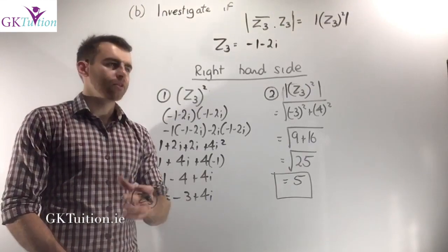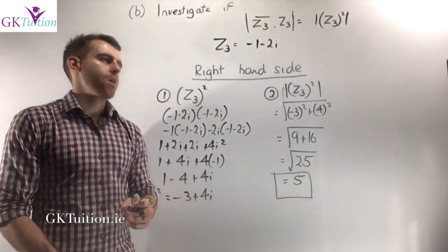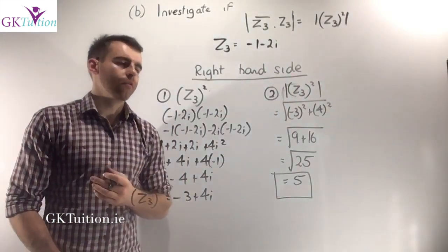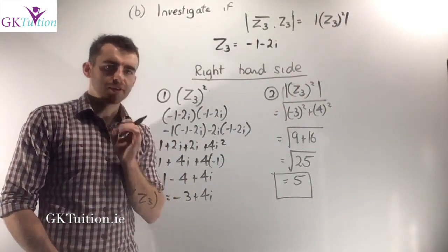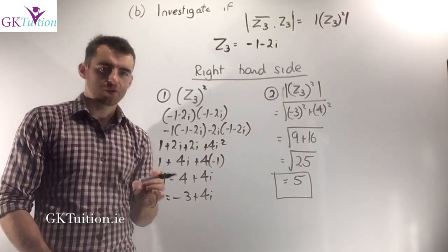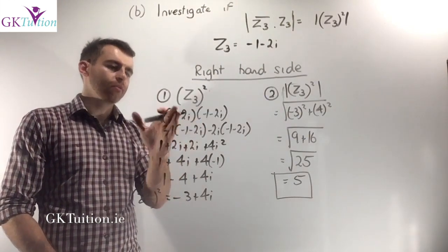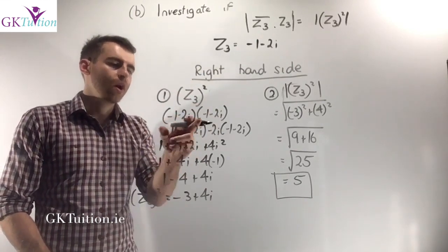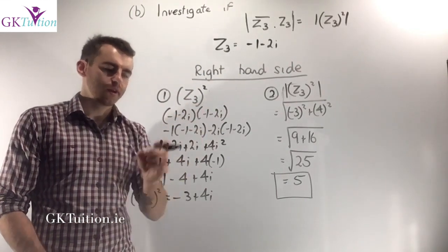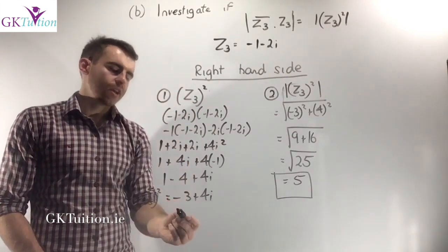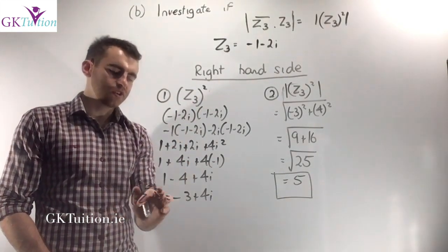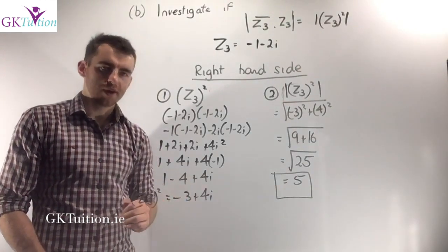Okay, so what I've done here is I've simplified out the right-hand side. The right-hand side is the modulus of Z3 squared. So the first step here is we need to work out what is Z3 squared. Z3 squared refers to Z3 multiplied by itself. So that's minus 1 minus 2i multiplied by minus 1 minus 2i. When you multiply this out, it simplifies fully to minus 3 plus 4i. So Z3 squared is minus 3 plus 4i.